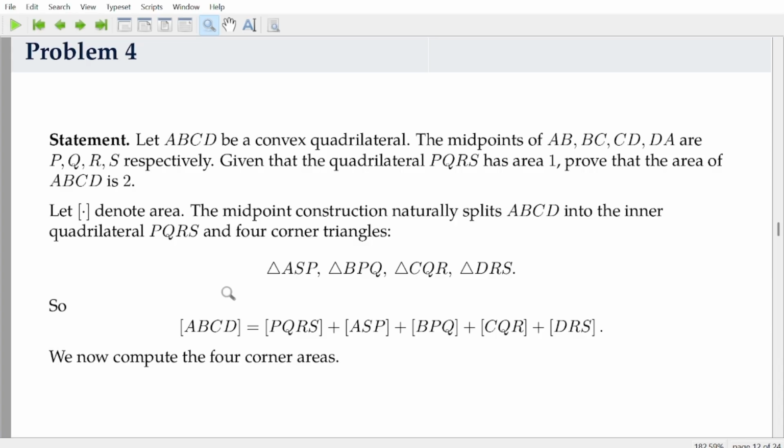So we have a convex quadrilateral ABCD. Again, all that really means is that I have a quadrilateral where each of the angles inside it is less than 180 degrees. And P, Q, R, and S are the midpoints of AB, BC, CD, and DA respectively. We're told that the midpoint quadrilateral PQRS, the quadrilateral formed by those midpoint chords, has area 1. And we have to prove that the area of ABCD is equal to 2.